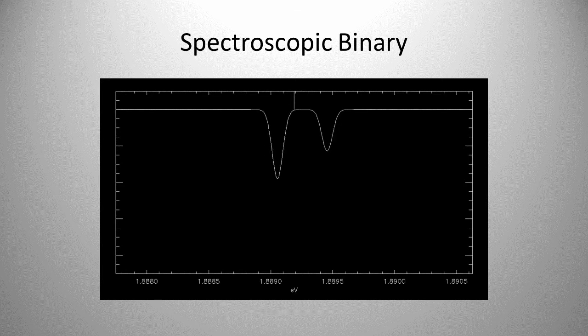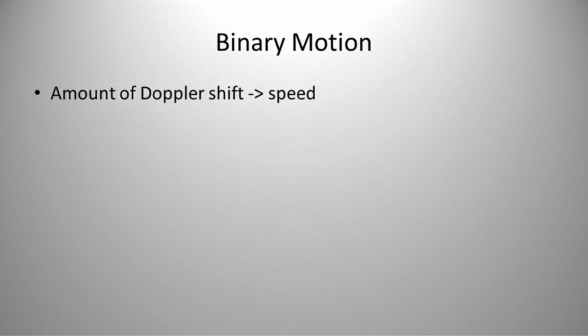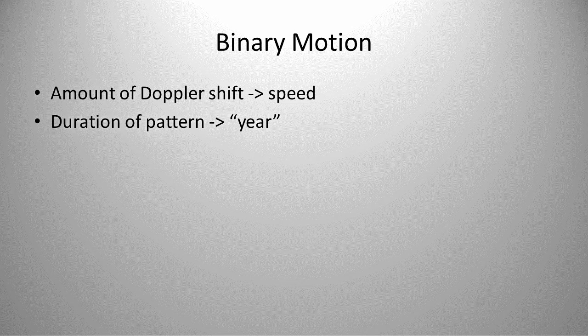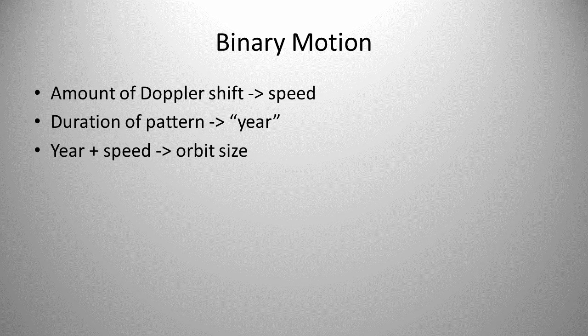And this information can actually be used to tell us the mass of the stars. The amount of the Doppler shift tells us how fast the stars are moving in their orbits. We can measure how long it takes for the spectral lines to go through a full back and forth cycle. That's their year. Knowing the speed and time, that tells us how far they traveled in one cycle. That tells us how big the orbits are, how far apart the stars are.